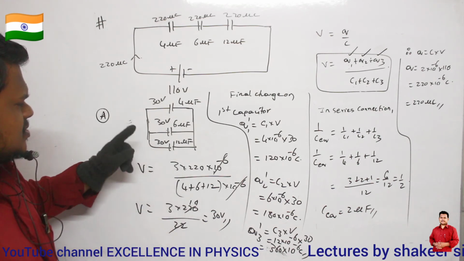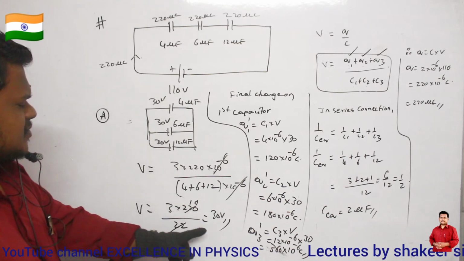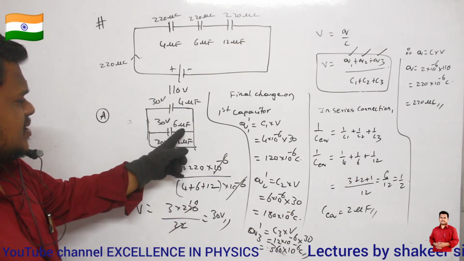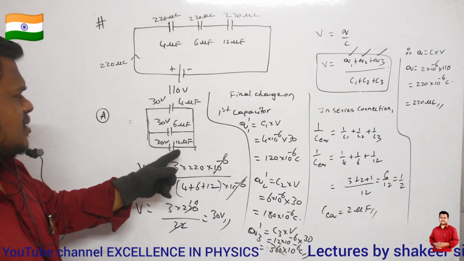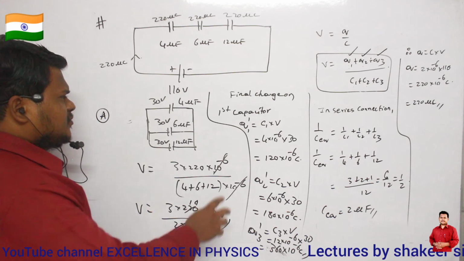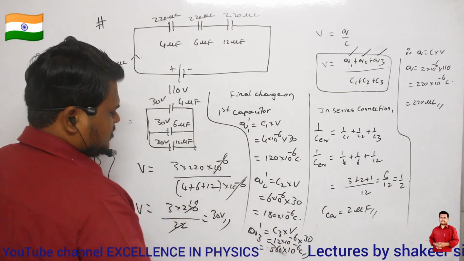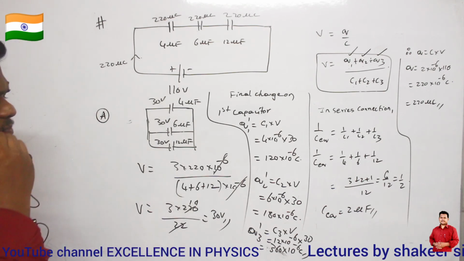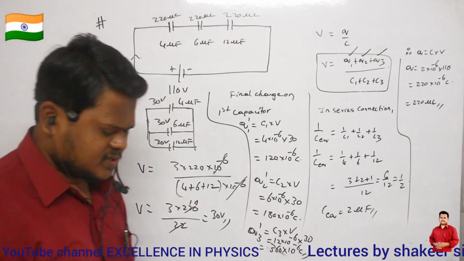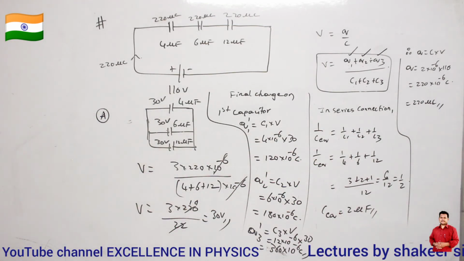It means all of these capacitors are at a potential of 30 volts. And each capacitance I also know. Capacitance is a fixed quantity and can never change. So the final charge Q is equal to C into V. That's all. Basics should be very, very strong. I am telling you this again and again.